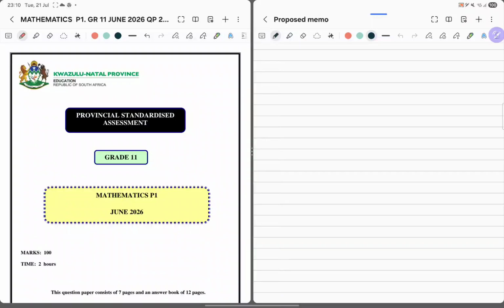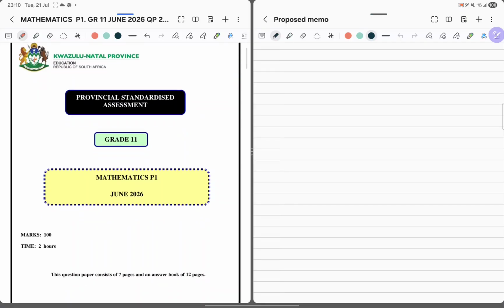Let us have a look at this question paper from KZN, June 2026. This was sent to me by one of my colleagues and I felt it has some very good questions which I think are worth sharing. So let's have a look and see what was going on in here.